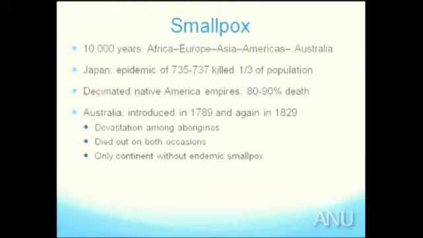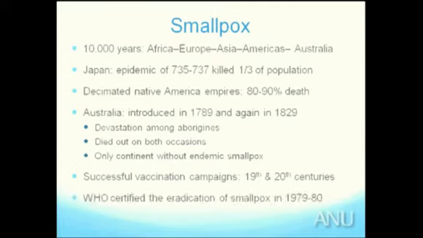In Australia, smallpox came twice, and it's a very interesting history because it came in 1789 and 1829 and devastated the Aborigines. But then it died out on both occasions and made Australia the only continent without endemic smallpox. And the interesting fact is that there were very successful campaigns in the 19th and 20th centuries, and the World Health Organization certified the eradication of the disease in the world between 1979 and 1980. I'll bring more about that. And it's the only disease to have been completely eradicated from the world.